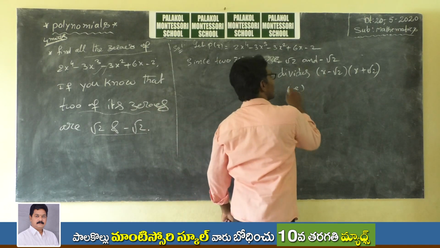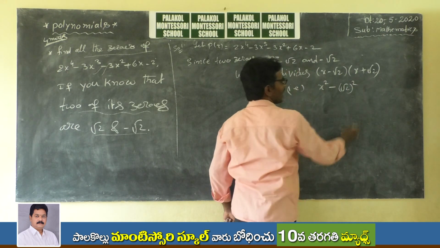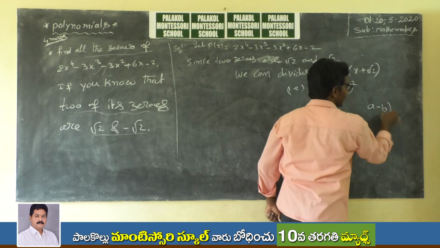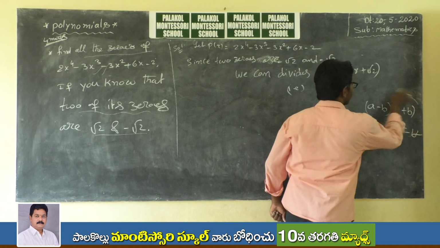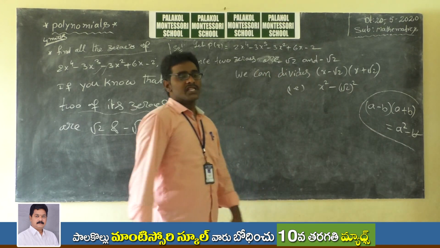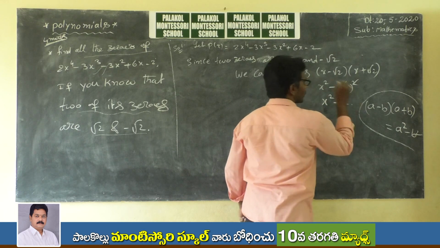That's simply written in the algebraic expression x square minus root 2 whole square. Why? Because it applies the formula a minus b into a plus b, that is a square minus b square. So x square minus root 2 whole square, this cancels: x square minus 2.